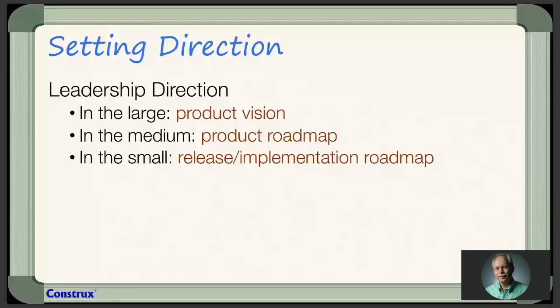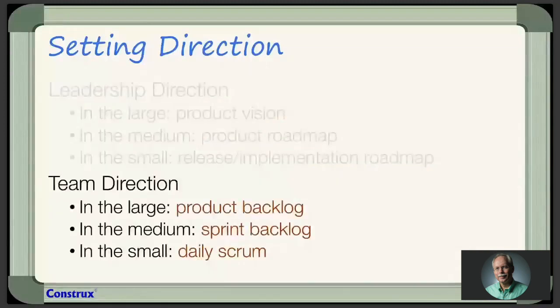I also think we have it at the team level. The team level says, in the large, what's our overall product backlog? What does it look like? And that's going to overlap a lot with the product roadmap and the release roadmap, at least its sorting should, right? Then in the medium, we have the sprint backlog, that's 2 weeks. And then the small is very small indeed, the daily scrum.